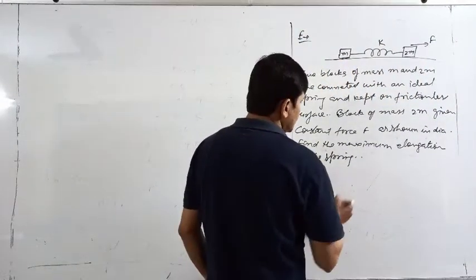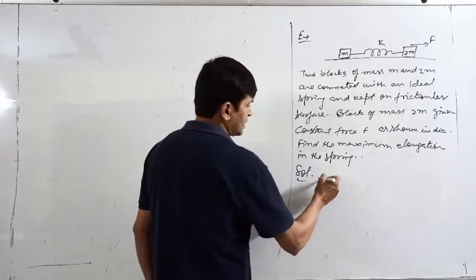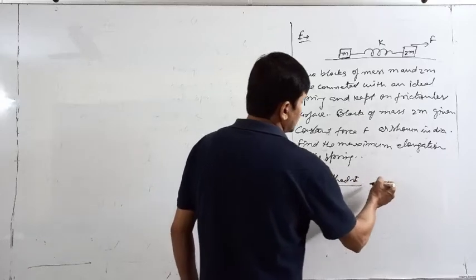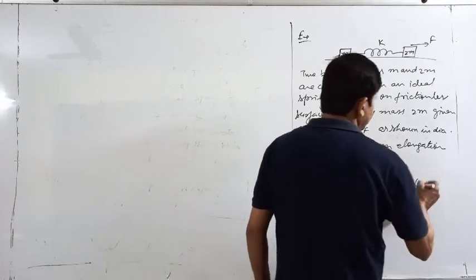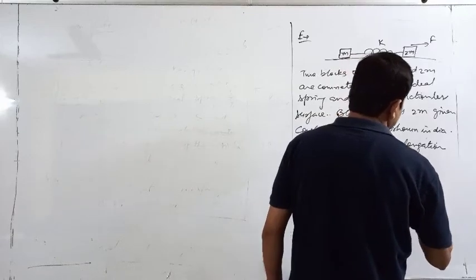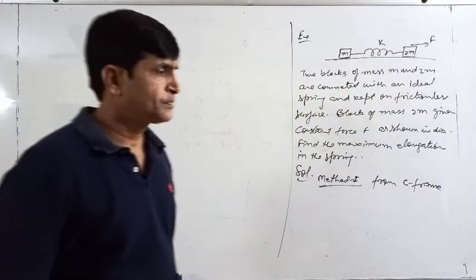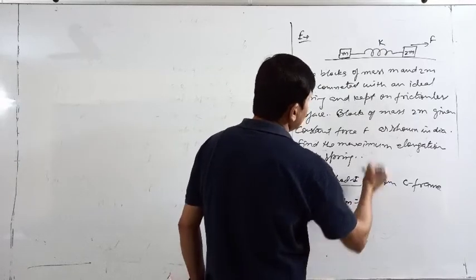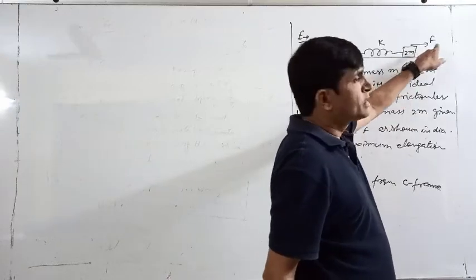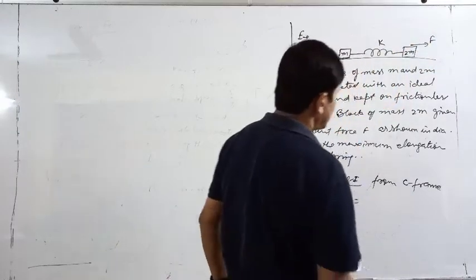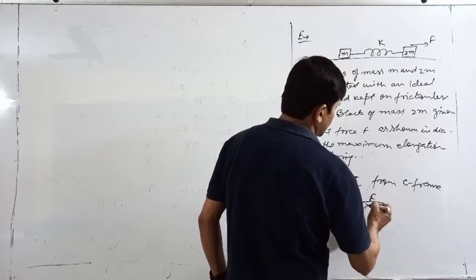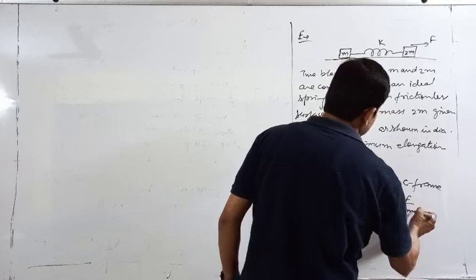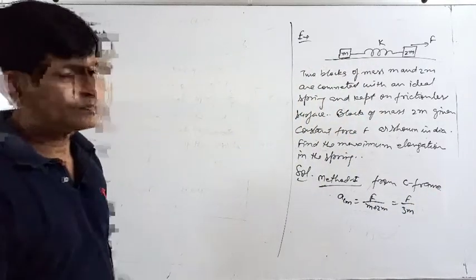So first we will find, so there are two methods again here also. Method 1: from the C frame. The C frame is the center of mass frame. Acceleration of center of mass is the total force by the total mass. Total force here is F, by mass m plus 2m, so F by 3m.